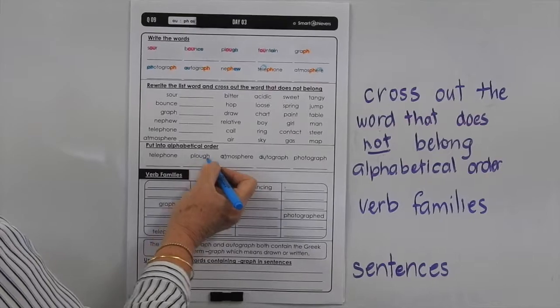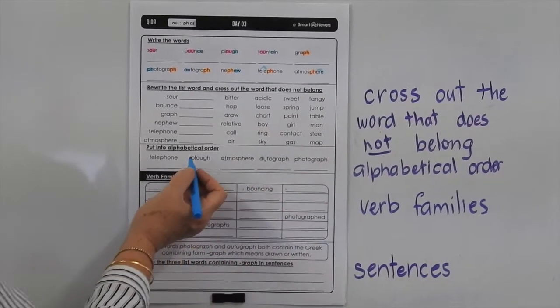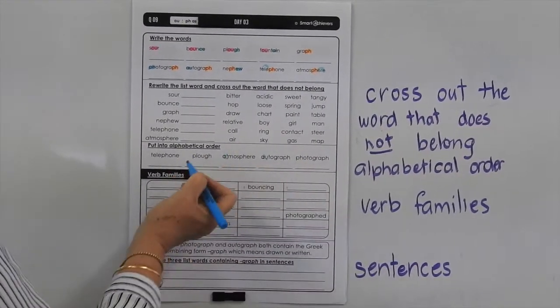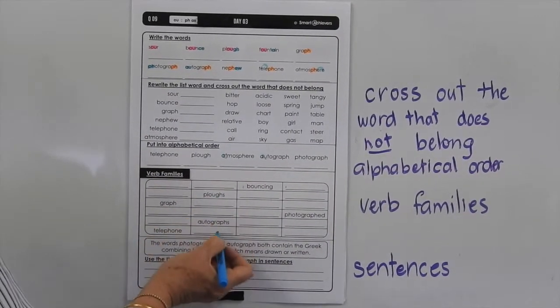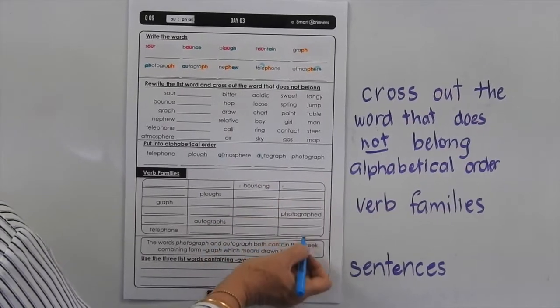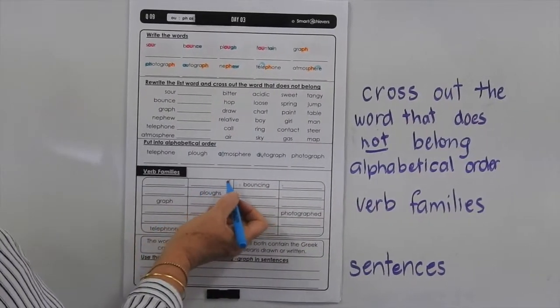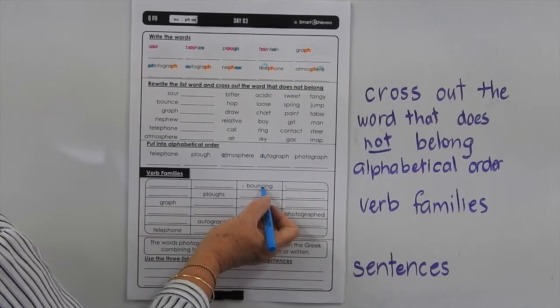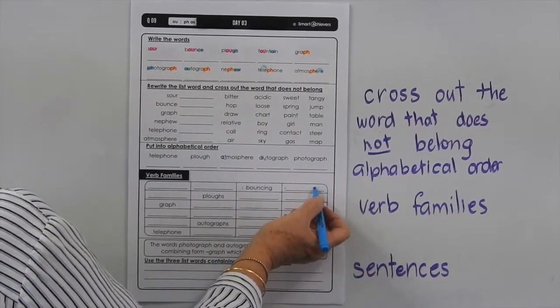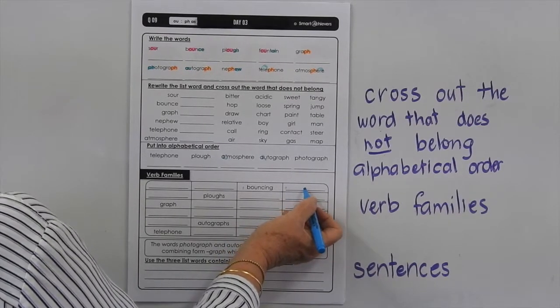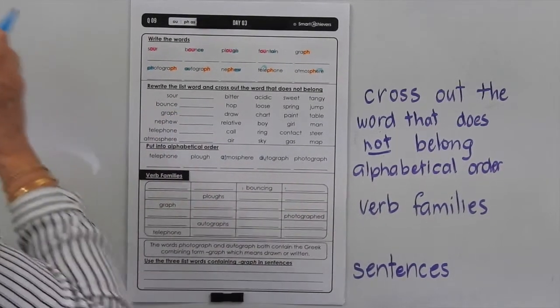You're going to have the same problem with plough and photograph. They both start with P, so you have to look at the second letter. Verb families, you're writing the base word here. Here you're adding the S, the ing and the ed. Now if a word ends in E, like bouncing, don't forget the E goes away when ing comes to stay. And when you're adding the ed at the end, if the base word already ends in an E, you only have to add the D.